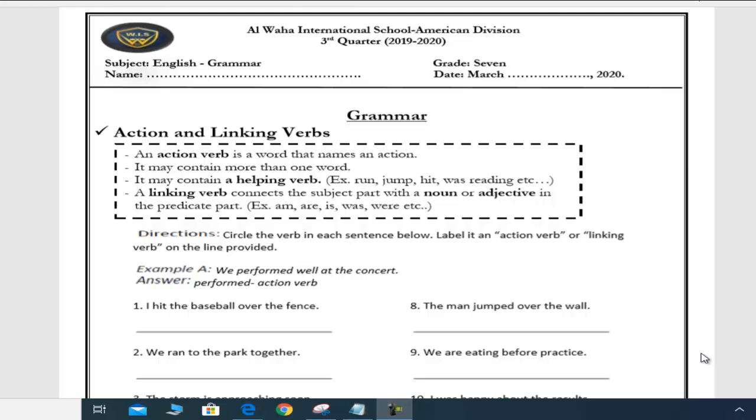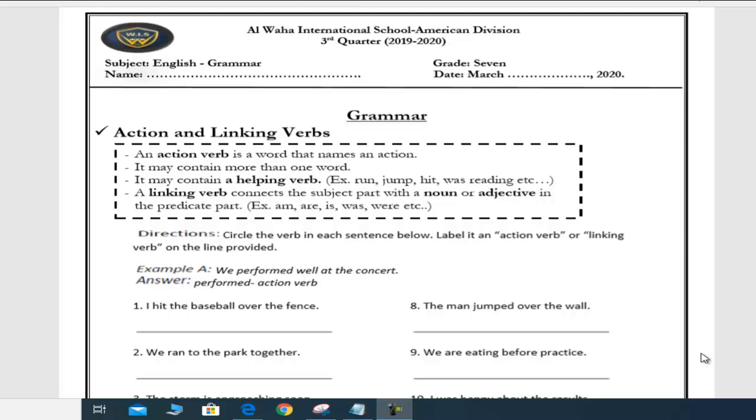Okay, let's start with the action and linking verbs. An action verb is a word that names an action. It may consist of one word, such as run, jump, hit. It may as well consist of a helping verb and an action verb, such as was reading. Was is the helping verb, reading is the action verb, and should help. Should is the helping verb, and help is the action verb.